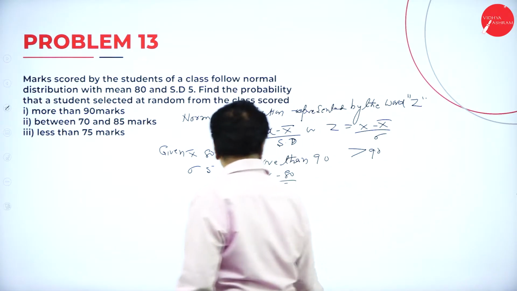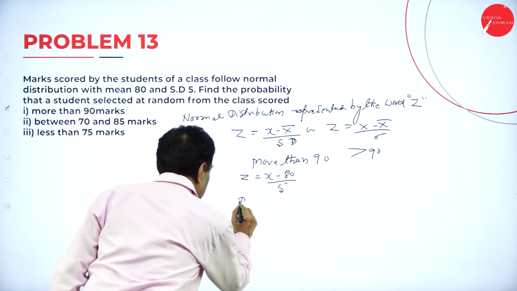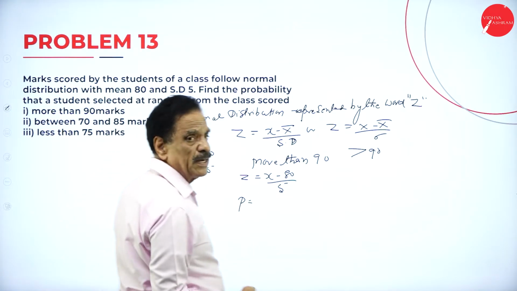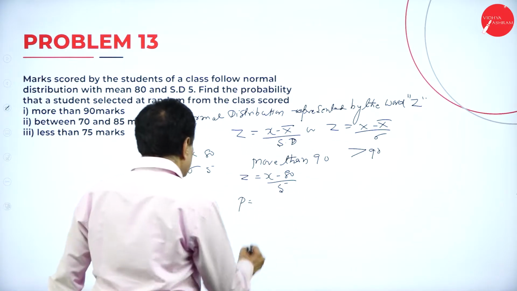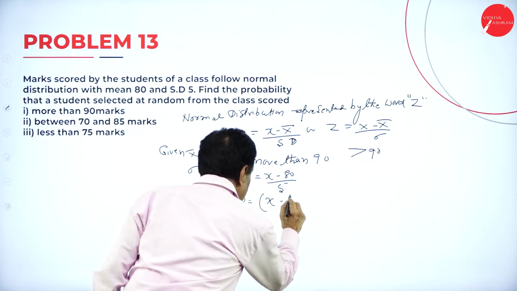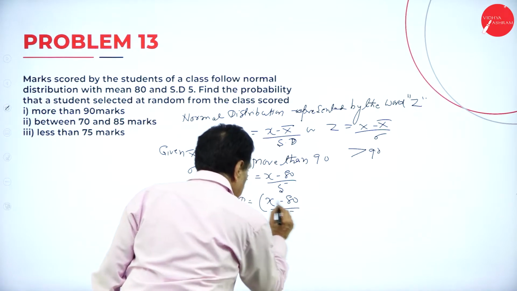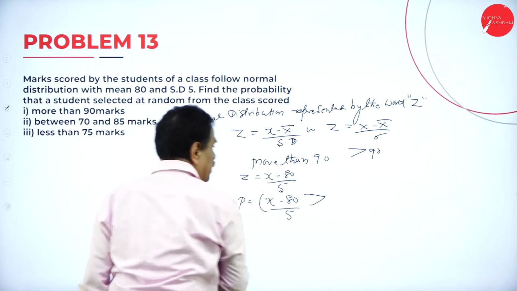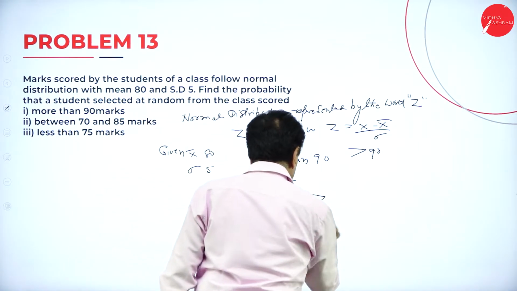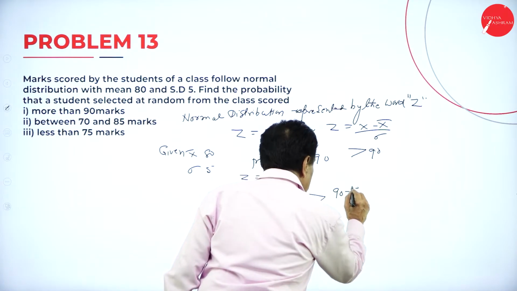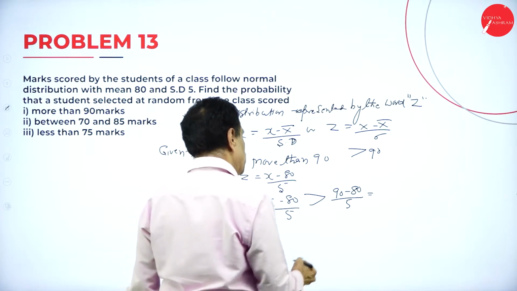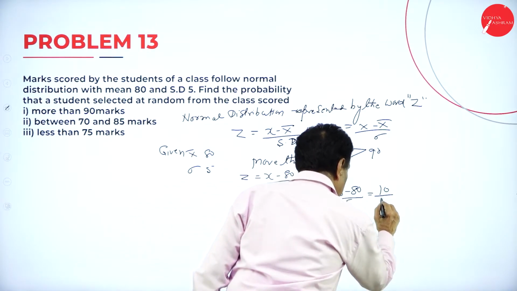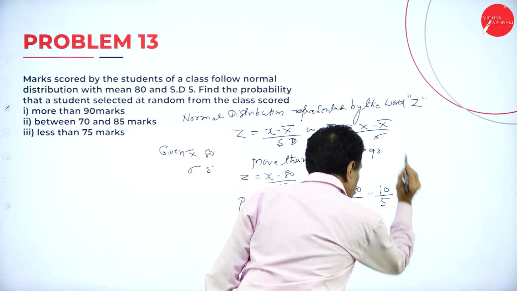Then you write here probability. You write the word called probability. X minus 80 divided by 5, more than what the problem says, 90. What's your X value? 90 minus 80 divided by 5. So this is 10 divided by 5, that is 2.